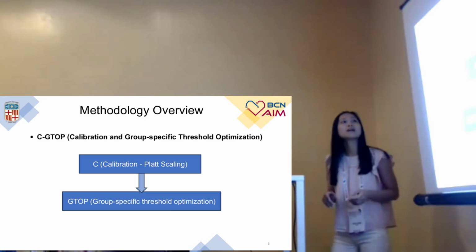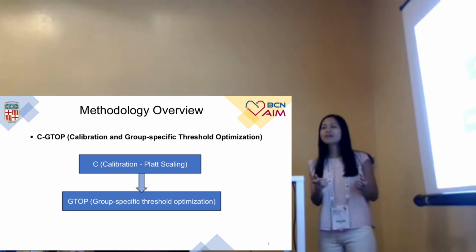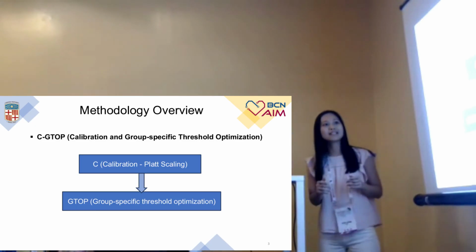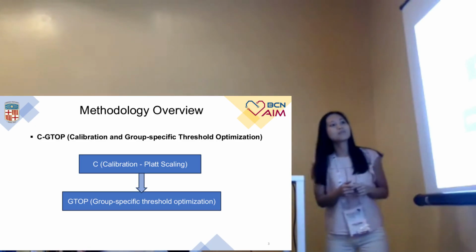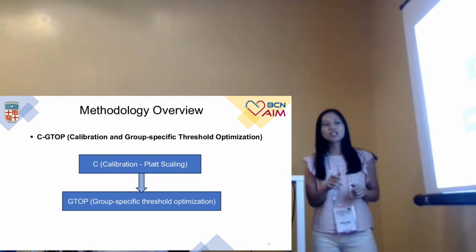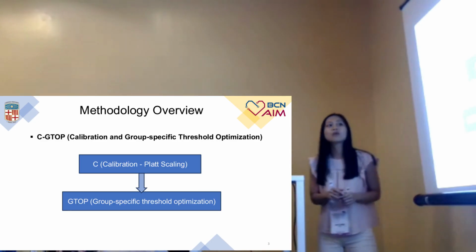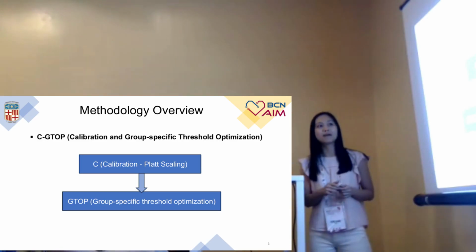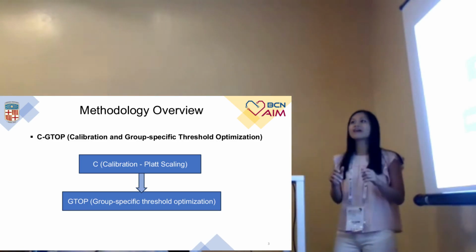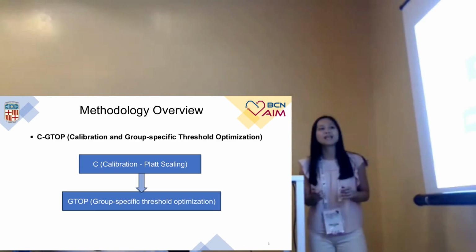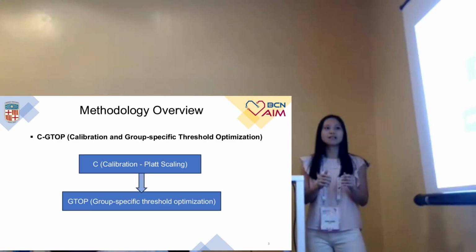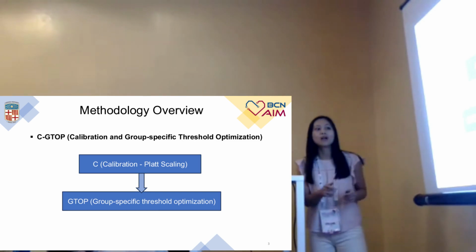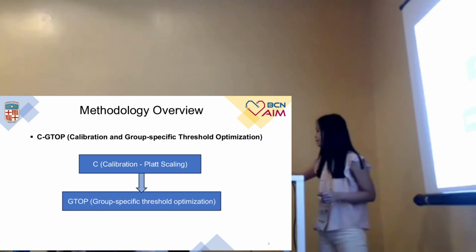Our approach is called C-REDOC, a post-processing algorithm that consists of two components: calibration and group-specific threshold optimization. First, we apply Platt scaling to calibrate predictive probability, to ensure that they are more reliable. Next, we optimize the decision threshold for the older age group through an optimization problem.